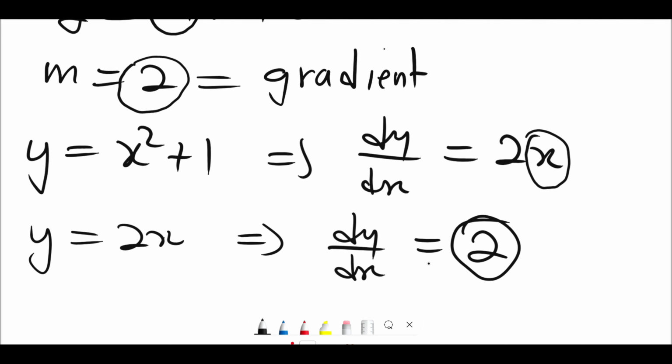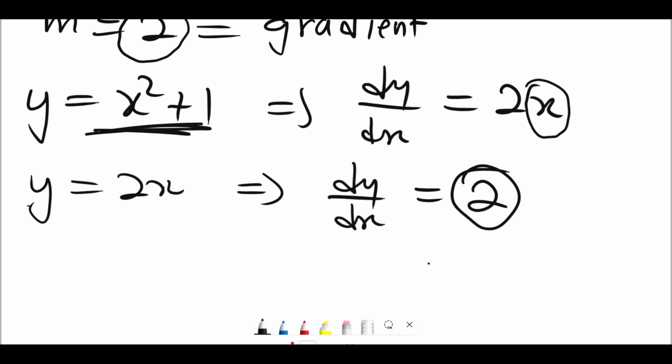Now we have to find the gradient of this curve at where it meets the given line, y is equal to 2x. Now we have differentiated the curve and we had the result to be 2x. But we just need a value to represent the gradient, not an expression in terms of x again. Now, since they meet at a point, you need to substitute the point of intersection into the gradient function in order to determine the gradient of the curve at where it meets the tangent.